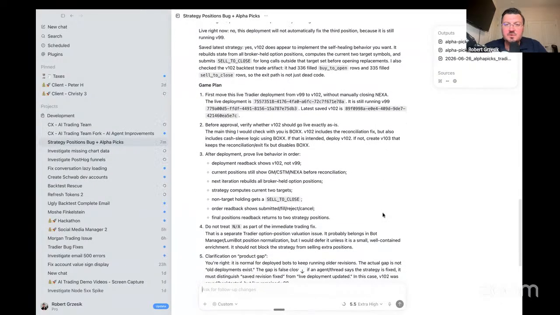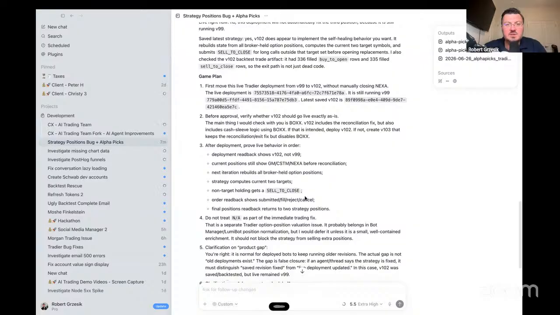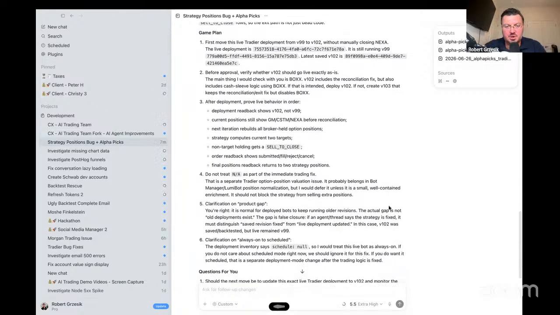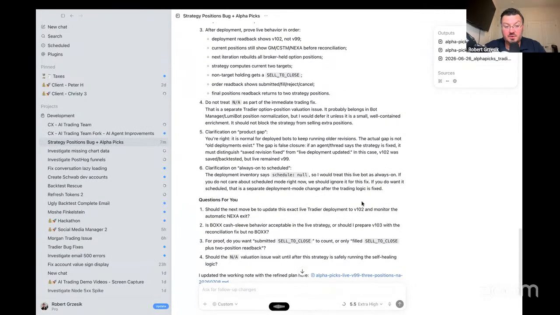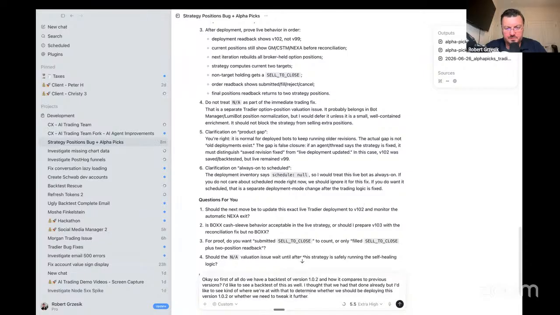Okay, first of all, do we have a back test of version 102 and how it compares to previous versions? I'd like to see a back test of this as well. I thought that we had that done already, but I'd like to see where we're at with that, to determine whether we should be deploying this version 102 or whether we need to tweak it further.